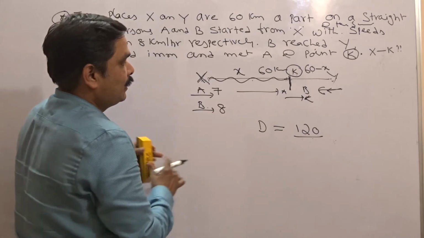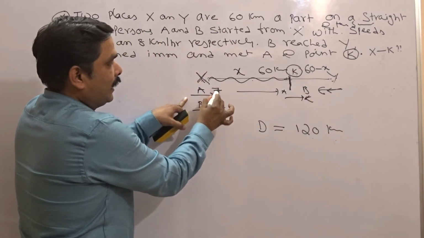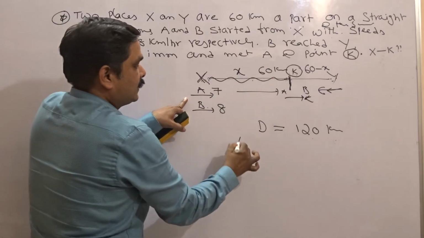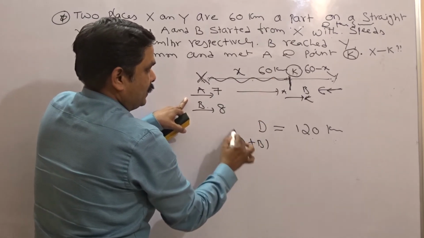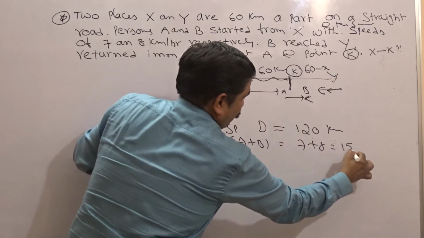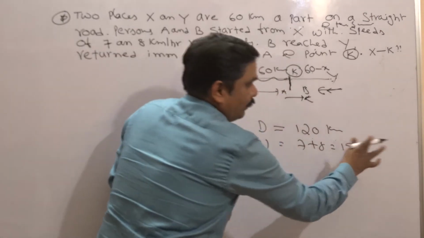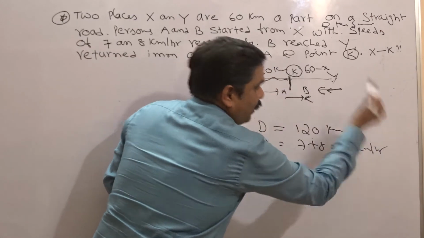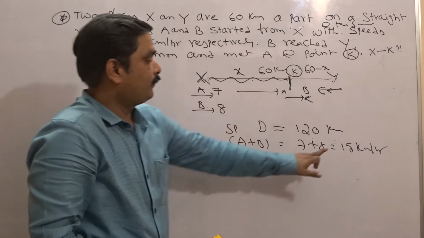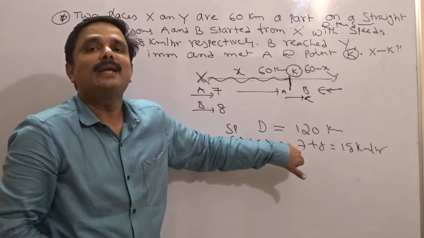What does it mean? To cover this 120 kilometers, A and B together traveled with the speeds of A and B. A and B speed I should take as 7 plus 8. So that is 15 hours. Not 15 hours, I'm sorry, 15 kilometers per hour. They went with 15 kilometers per hour collectively to cover this 120 kilometers.